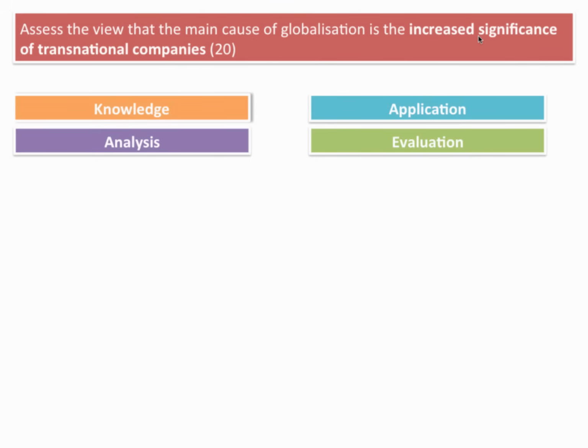So this is a question about what the main causes of globalization are, and assess is clearly a command word which asks you to evaluate. So what are the main causes? And it's a kind of steer in the question that transnational corporations, multinationals, are right at the heart of globalization as a process. Here we go.